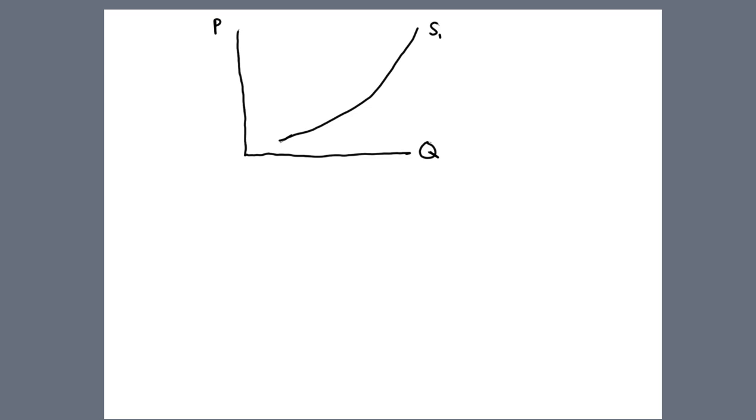So number 1 says, and again, these problems ask us to determine whether what the problem describes is a shift or a movement, a shift of the supply curve or a movement along the supply curve. Part A says more homeowners put their houses up for sale during a real estate boom that causes house prices to rise.